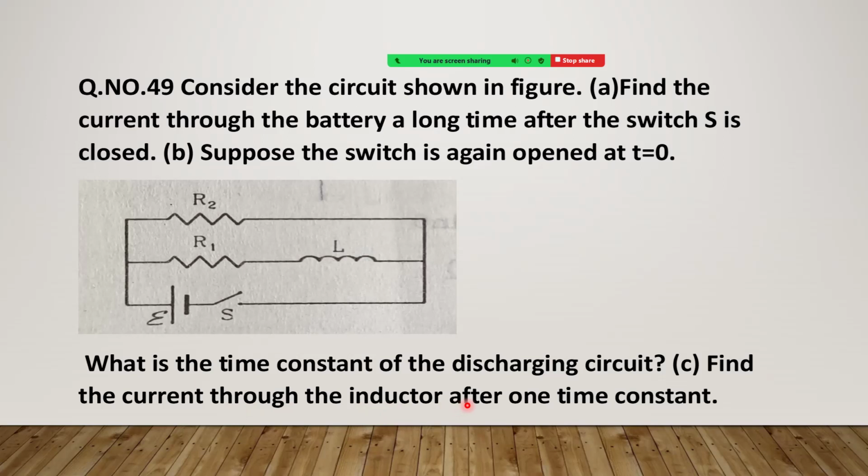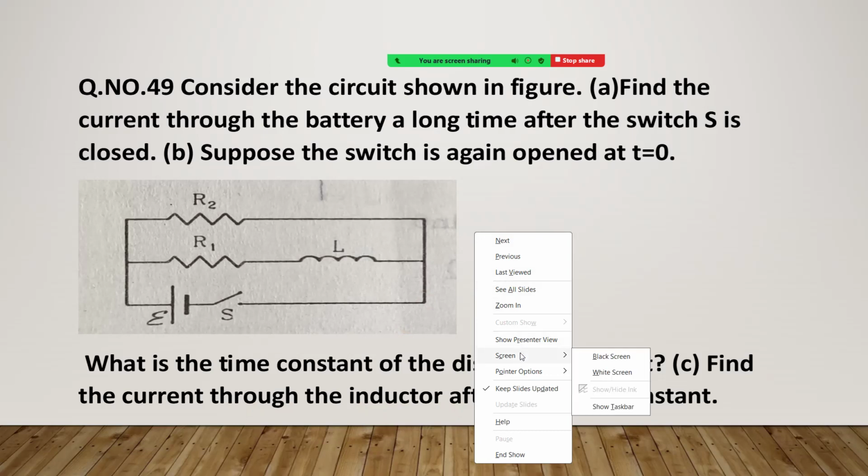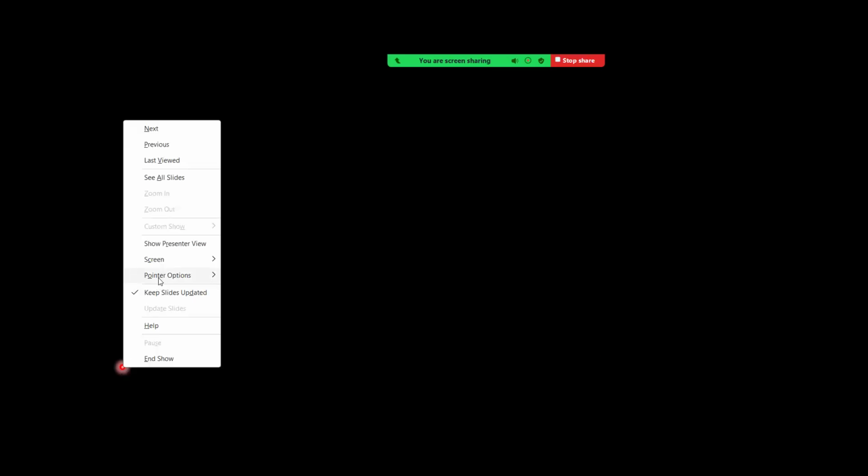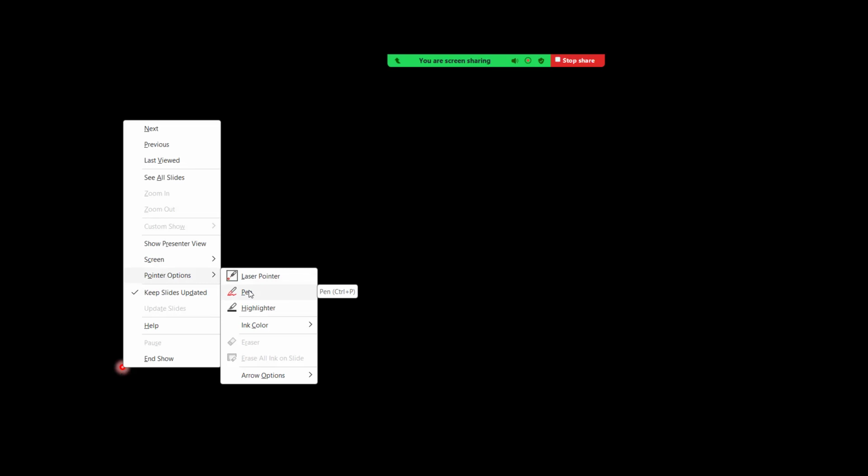Let us see how to start. So first of all, make the given diagram. It is given R1, R2, two resistors.